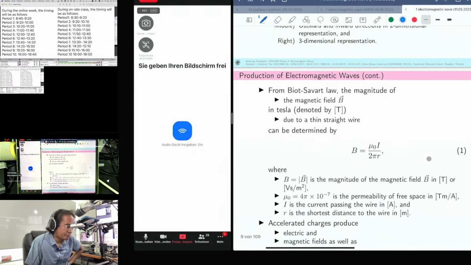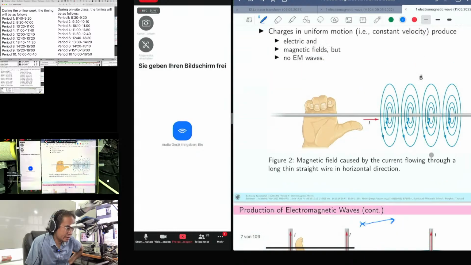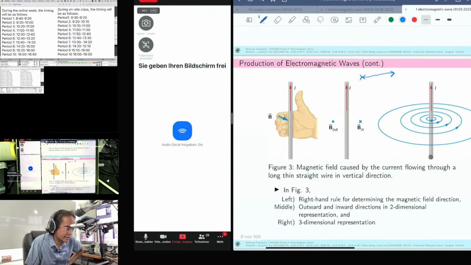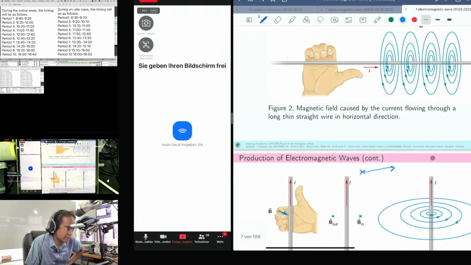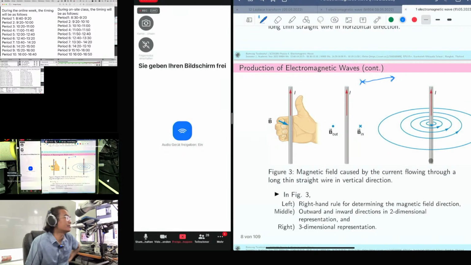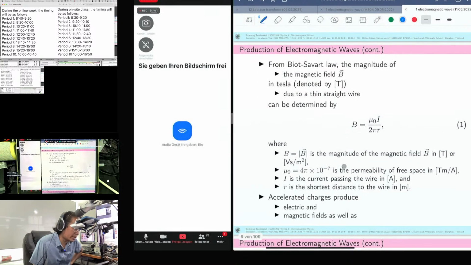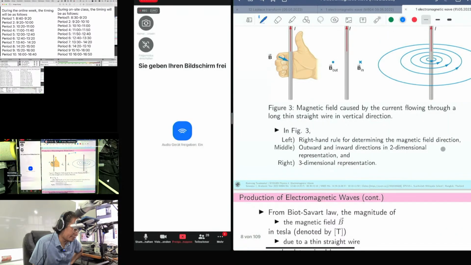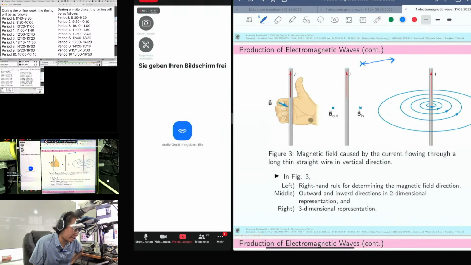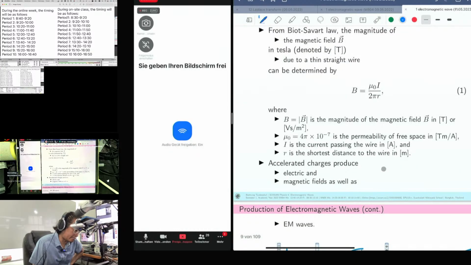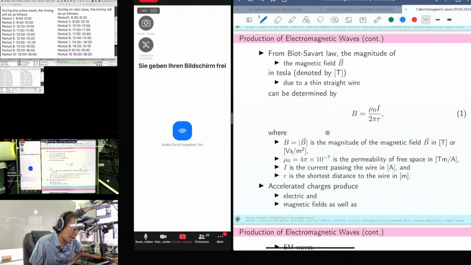Okay, as you have seen these two pages, I think you would have enough skill to determine the direction of the magnetic field. All right. Next one is the quantity. Okay, you have seen how to find the direction. Next one is that we will try to find the quantity or the magnitude of the magnetic field.